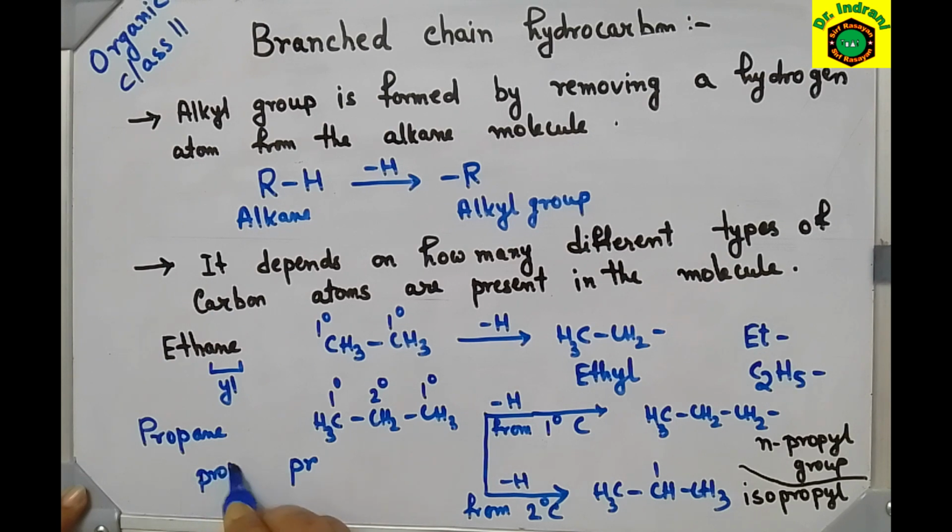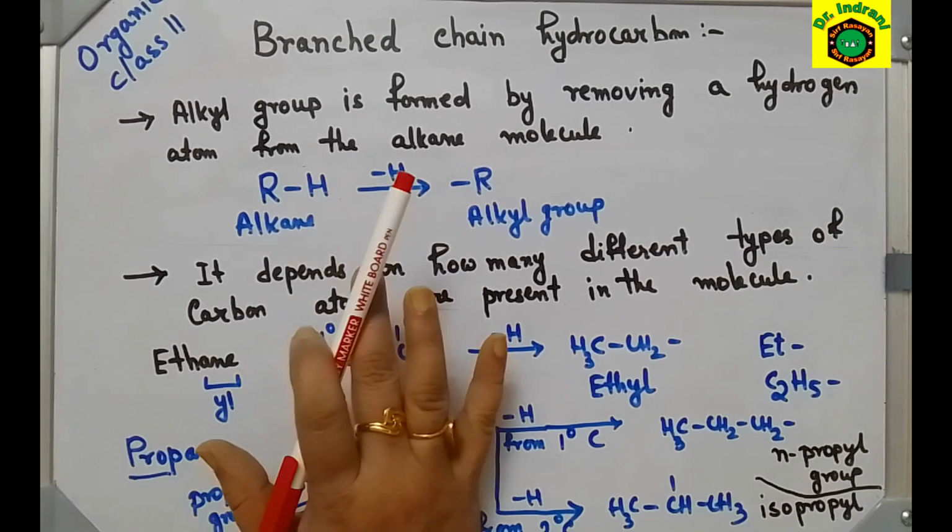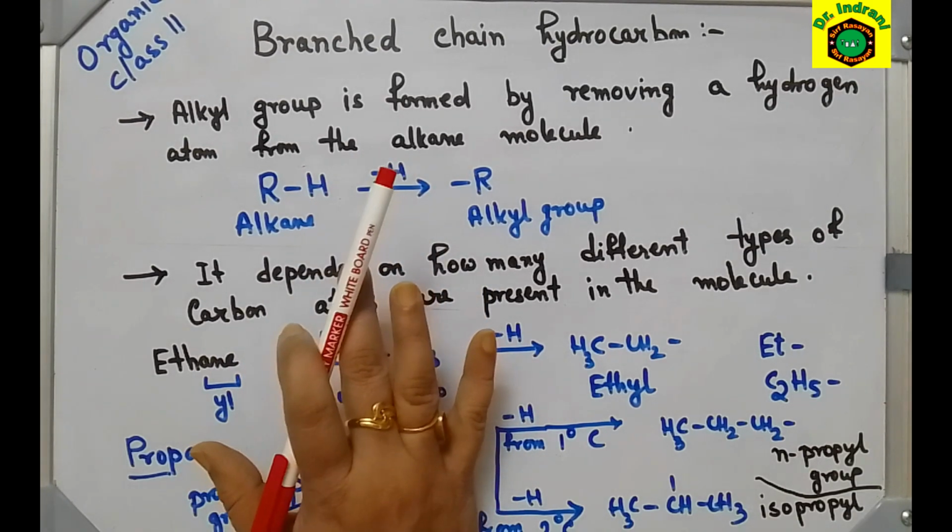Propyl group. For ethyl we are writing Et, and for propyl group we are writing Pr. So how we are getting the name propyl? Prop plus in place of ANE we are writing YL. So propyl. Now mind it, this N-propyl, isopropyl all are common name or trivial name.